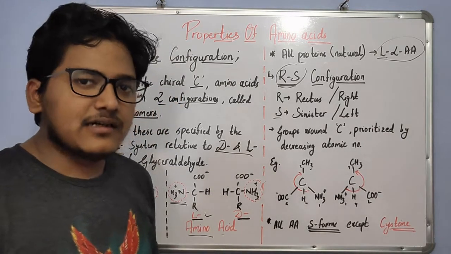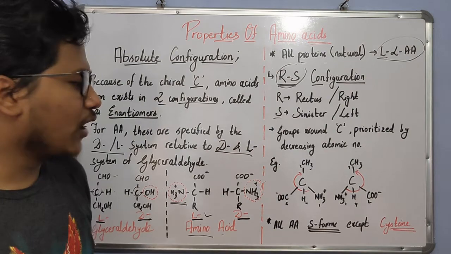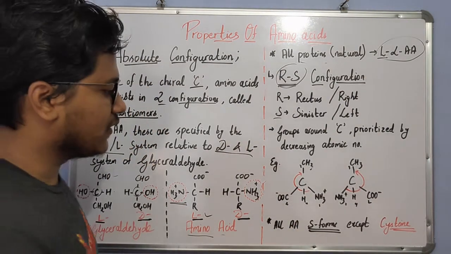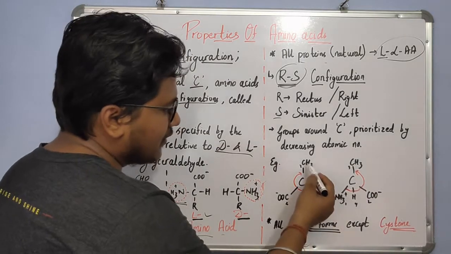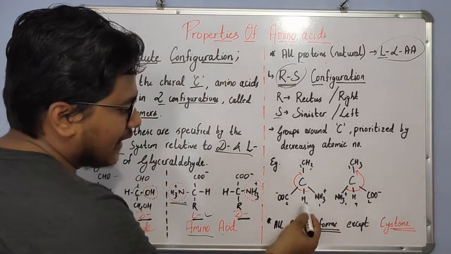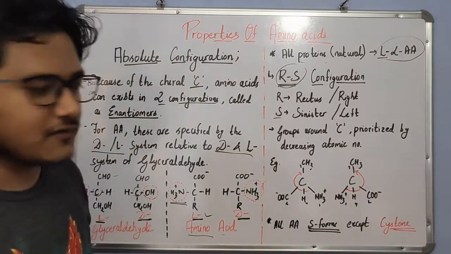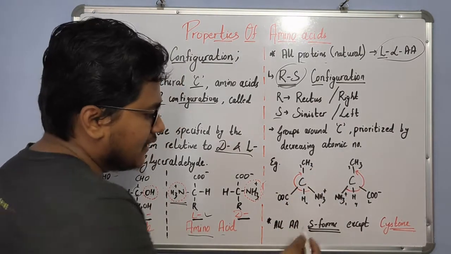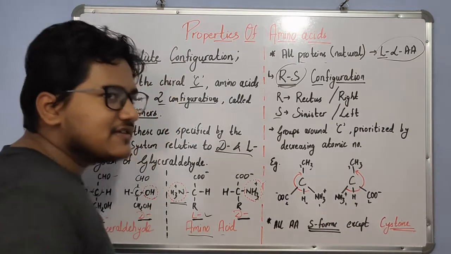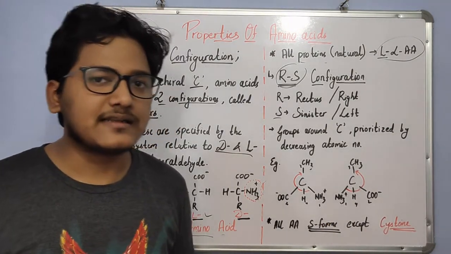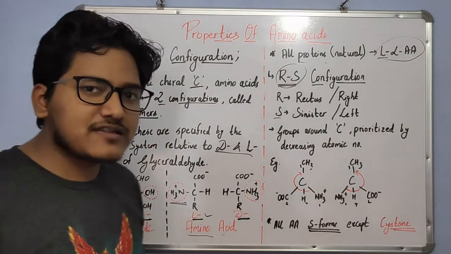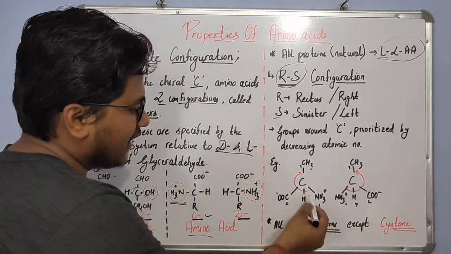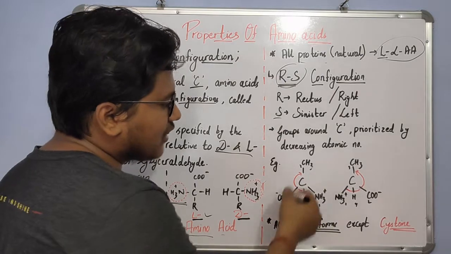So let us take a look at an example and see how it is done. For this example, I have taken the case of alanine, where the 4 different groups are an amino group, a methyl group, a hydrogen atom, and a carboxyl group. Since the 4 groups are different, among them nitrogen has the highest atomic number, that is 7. After nitrogen comes carbon. So nitrogen is given the first priority, and then there are 2 carbons.